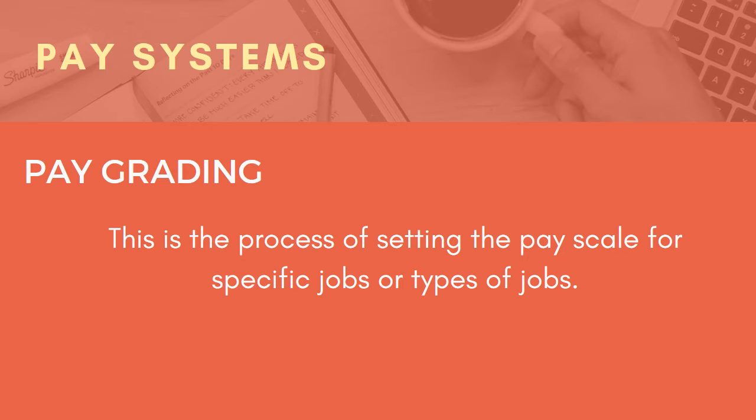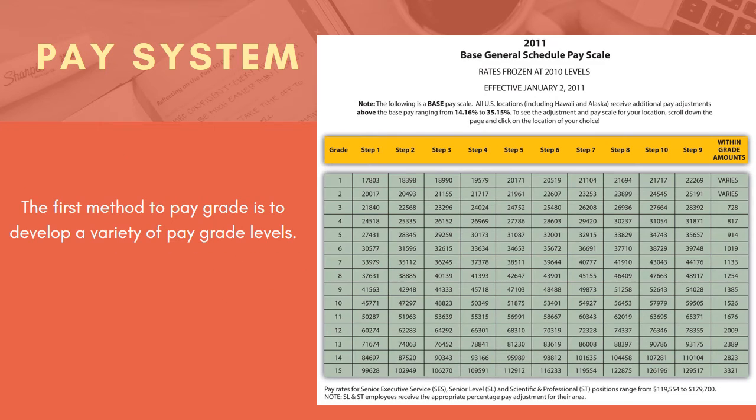Once you have performed a job evaluation, you can move to the next step, which we call pay grading. Pay grading is the process of setting the pay scale for specific jobs or types of jobs. The first method to pay grade is to develop a variety of pay grade levels. So you can see here in the example a table of a base general schedule pay scale with different pay grades. Then once the levels are developed, each job is assigned a pay grade. So when the employees receive raises, the raises stay within the range of their individual pay grade until they receive a promotion that may result in a higher pay grade.